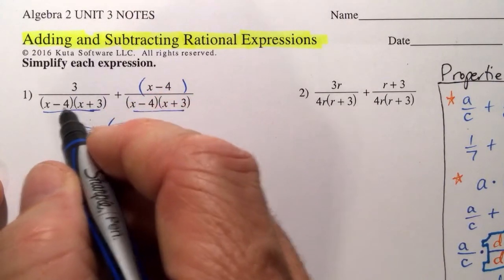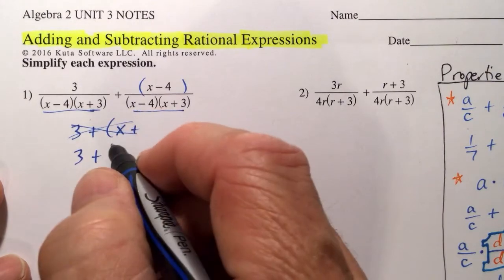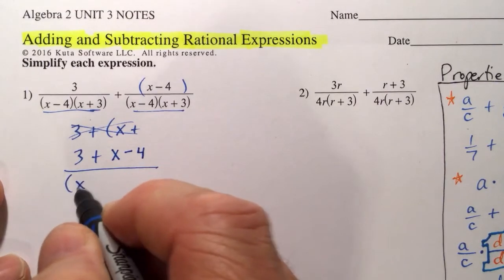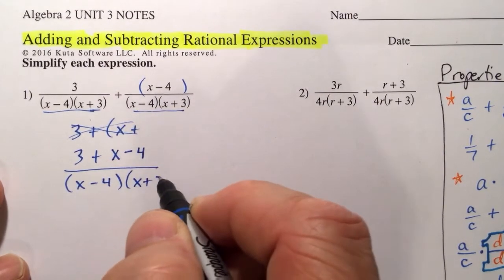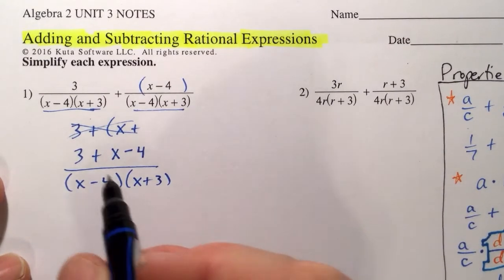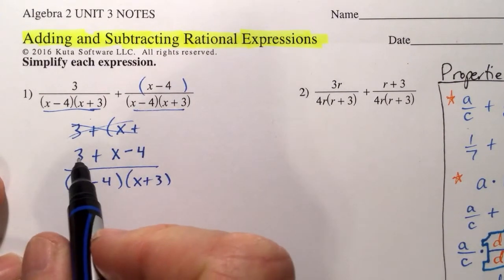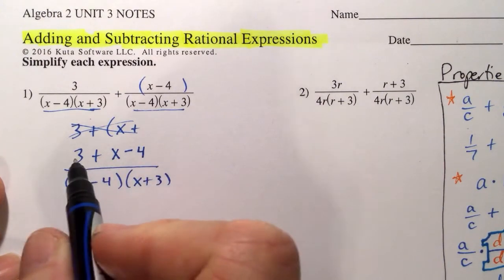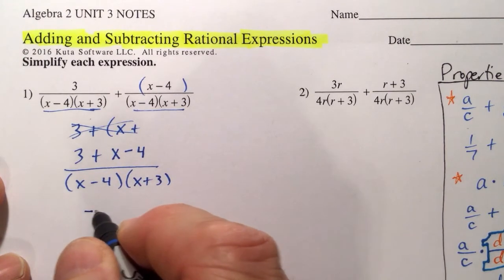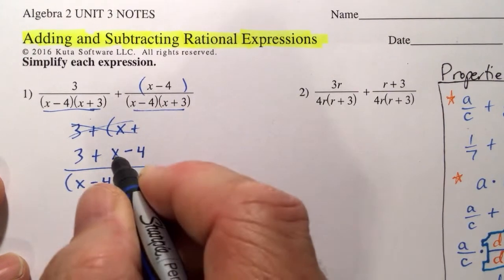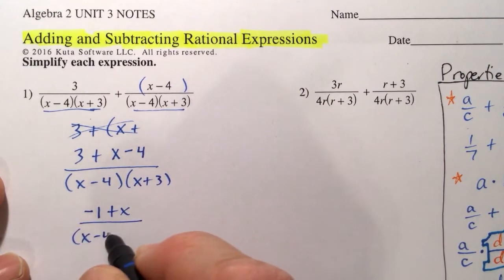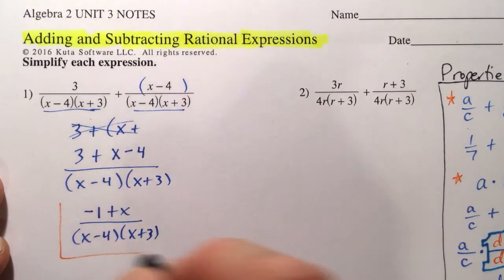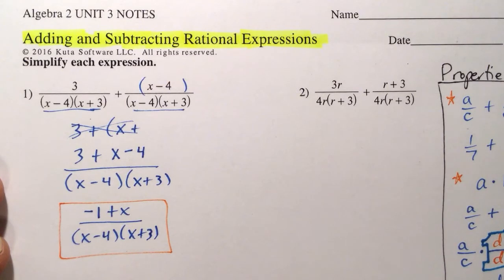So if we see the numerator of the first fraction is a 3, the numerator of the second fraction is an x minus 4. And the denominator, keep it factored, is x minus 4 times x plus 3. Keep it factored throughout. And then all you have to do here is combine like terms. 3 plus x minus 4, the like terms would be 3 and negative 4. So 3 and negative 4 is negative 1. So you could either write it as negative 1 plus x, or you could write it as x minus 1, either one. And then again, just go ahead and keep the denominator factored, and there's no real benefit to multiplying out those factors, and that's it.